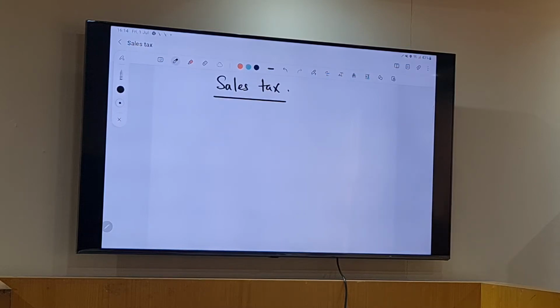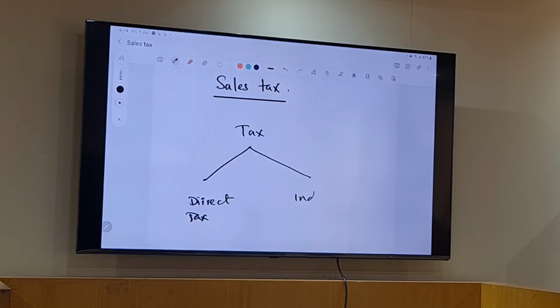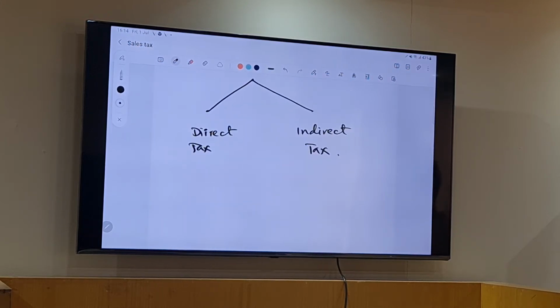When you talk about tax, there are two types of tax. What do you think the second type of tax is? Indirect tax. Very good, intelligent. Direct tax. So you have direct tax and then you have indirect tax. Segregate: direct tax and indirect tax.